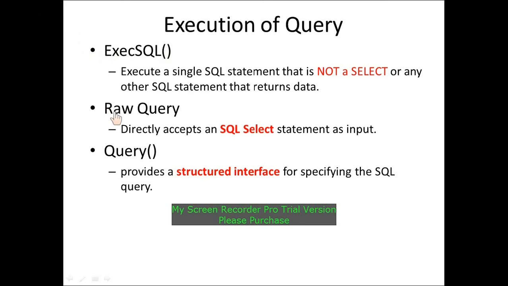For select you have to use either raw query or a query. So raw query will directly accept the SQL statement itself. Okay, you can give select star from so and so where so and so equal to so and so. You can also parameterize the query. In the query option, you can give the structured interface for specifying the SQL query. Here also you can give the from and a where clause. You can have having and group by clause also while executing the query.